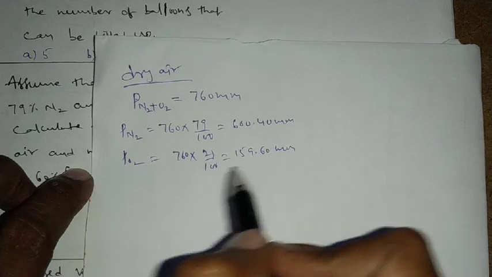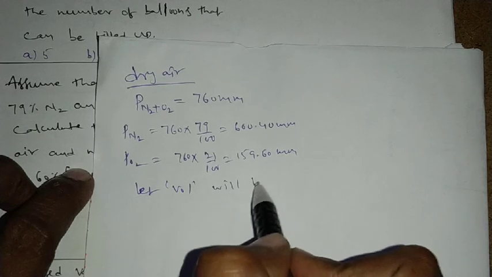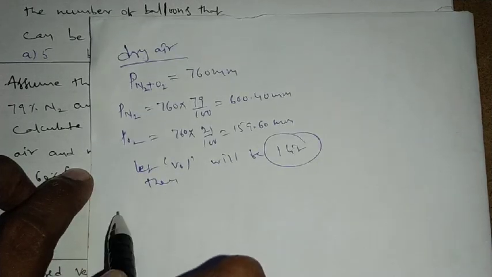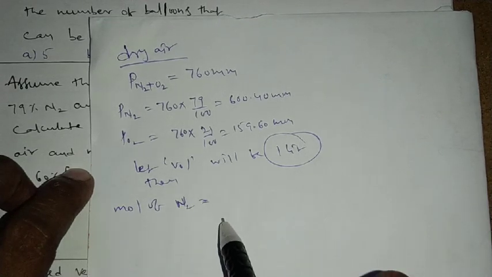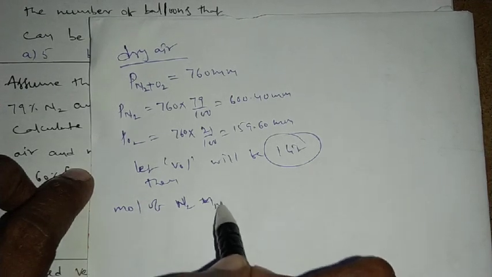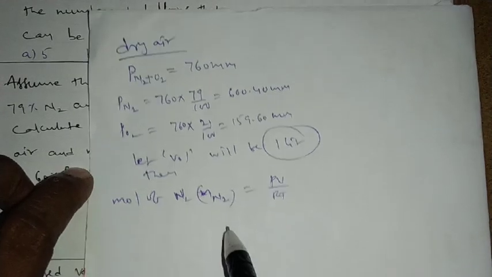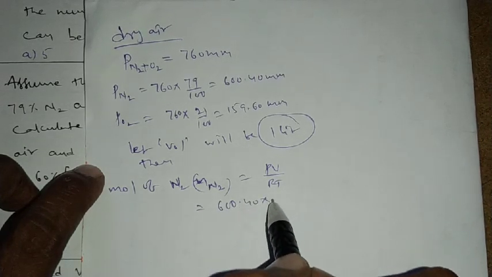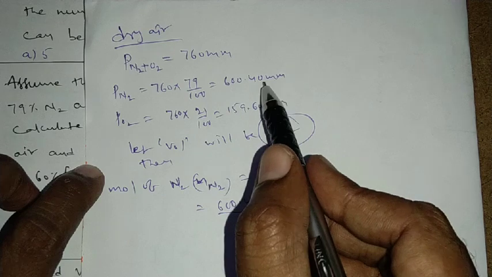Is it okay? Now consider that the volume is 1 liter. Then number of moles of N2 equals, you know PV equals nRT. So number of moles of N2, in simple way you can write it as n of N2 equals PV by RT. Is it okay? So P is 600.40, into volume we consider 1 liter, by RT. Millimeters of mercury we convert into atmospheres.